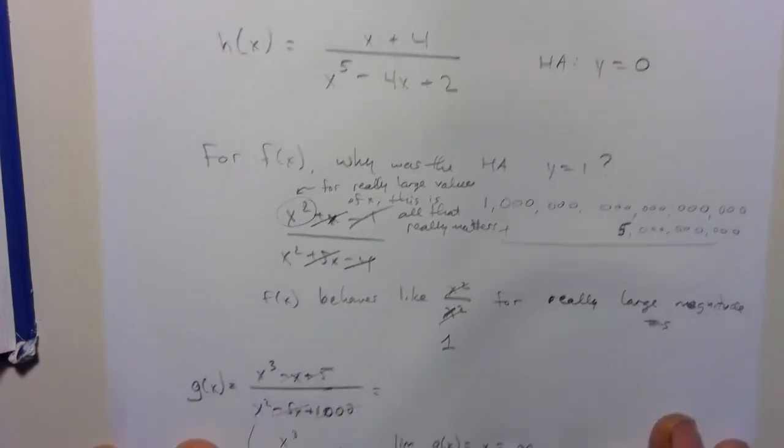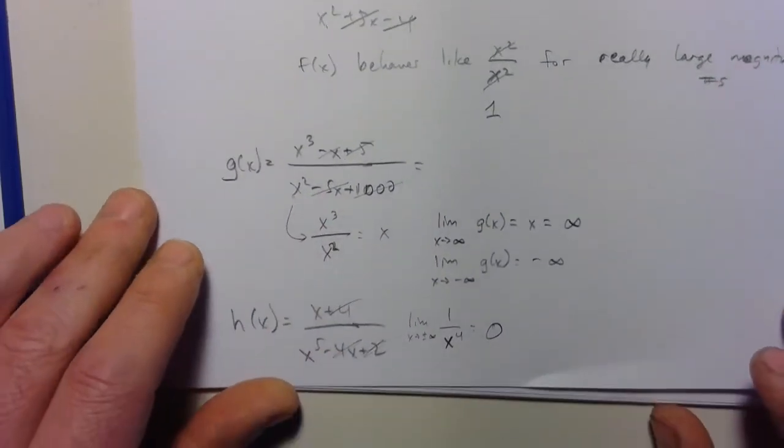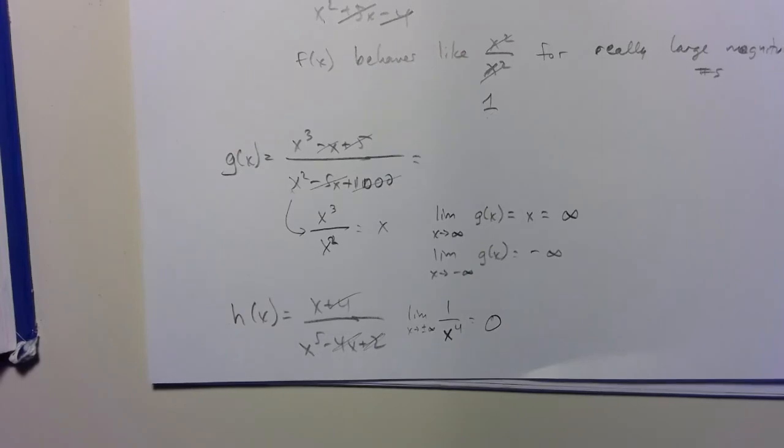Okay? Right? So think about these. Right? We could graph these out and look at the graphs, but you want to look at the function and kind of understand what the function is doing when you're trying to find these horizontal asymptotes.